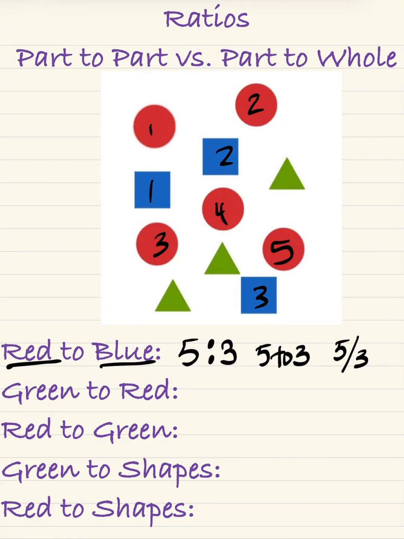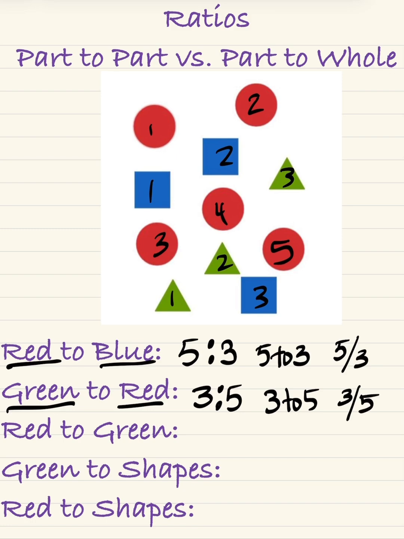Looking at the next one, we're going to now compare the green shapes to the red shapes. There are 3 green shapes and there are 5 red shapes. I will write that again using the word to, 3 to 5, and as a fraction, 3 over 5, still reading as 3 to 5.